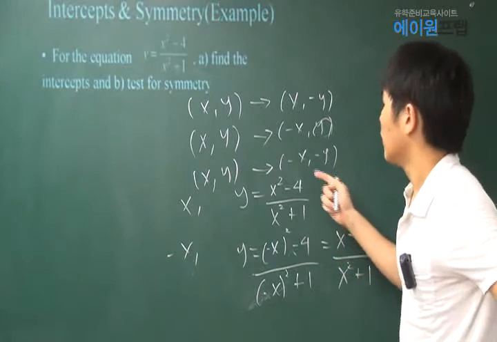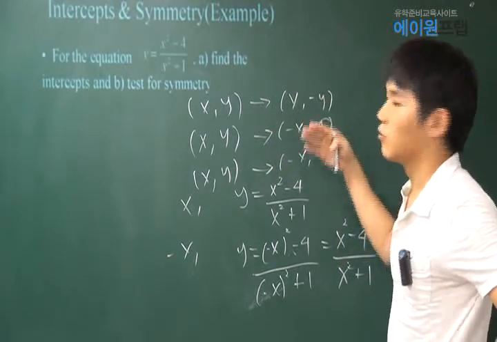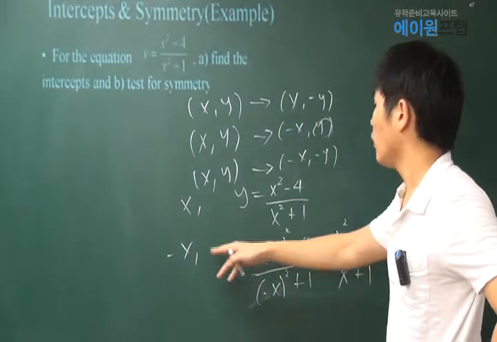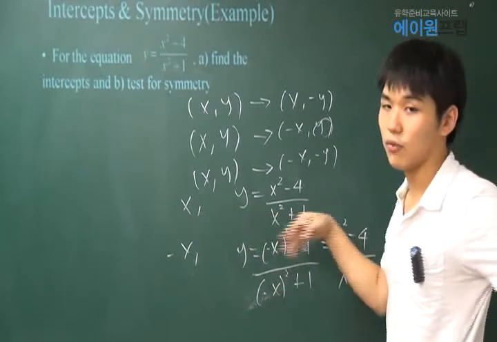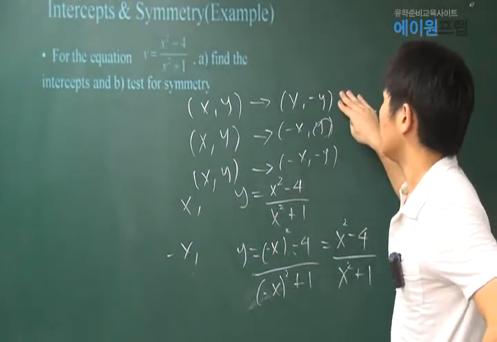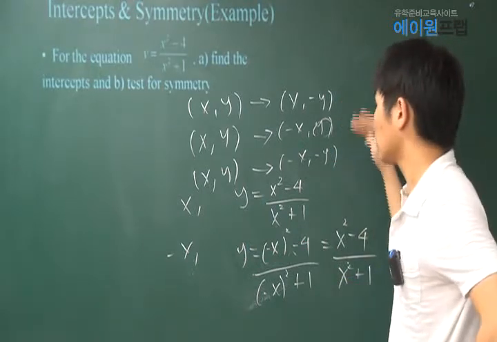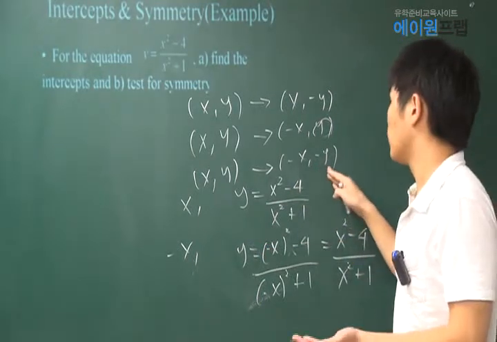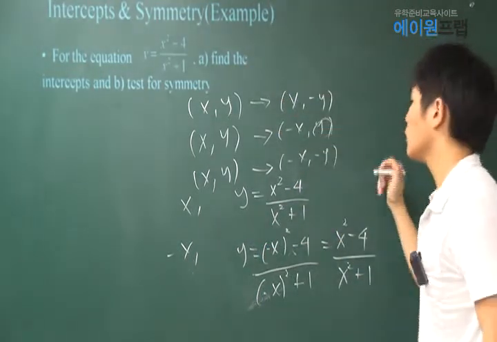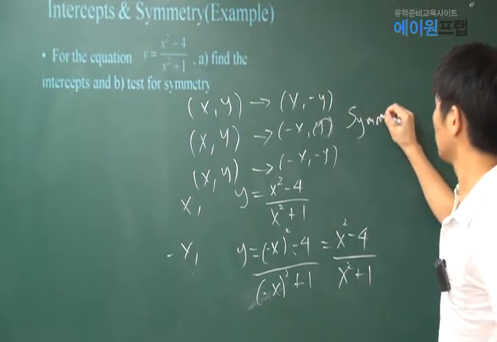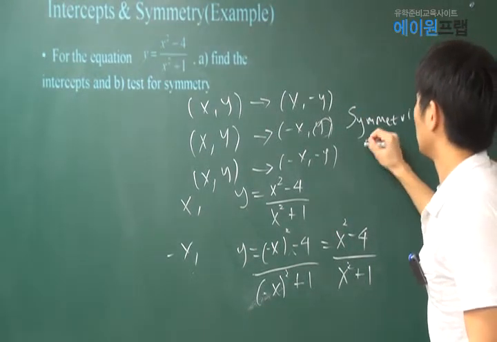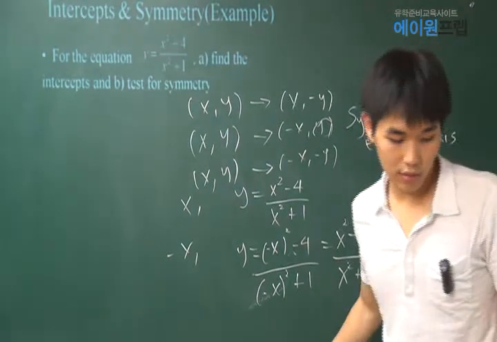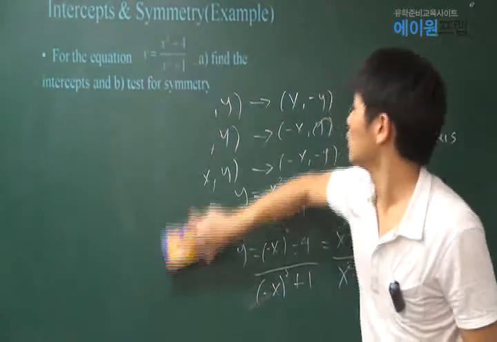Now, to look for symmetry with respect to the x-axis or the origin, it's the same thing. If we input x, we don't get a different y value, so we immediately know that in this case it's not symmetric to the x-axis. For the origin, we ended up with y, not negative y, so we know that it's not symmetric about the origin. So our final answer for testing for symmetry is that this graph is symmetric to the y-axis. Okay, so that's it for intercepts and symmetry.